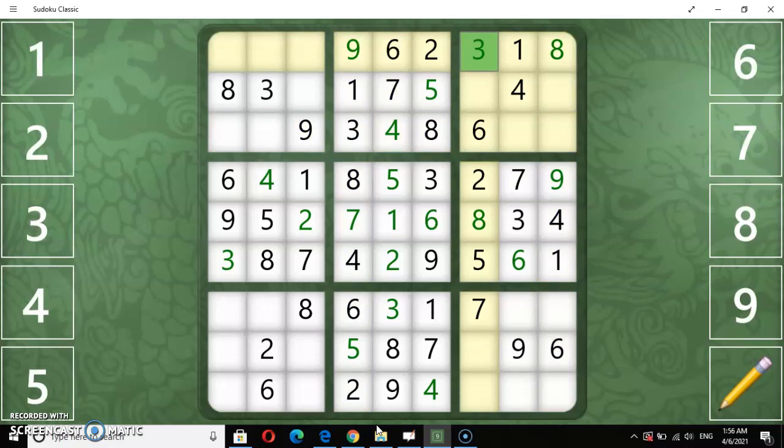So 1, 2, 3, 4, 5, 7. So you see 4, 5 is here, so 7 I can write here. Now 4 and 5. So check 4, here 4 and 5 is not here, so we just leave it. So we can go to this cell 1, 2, 3.